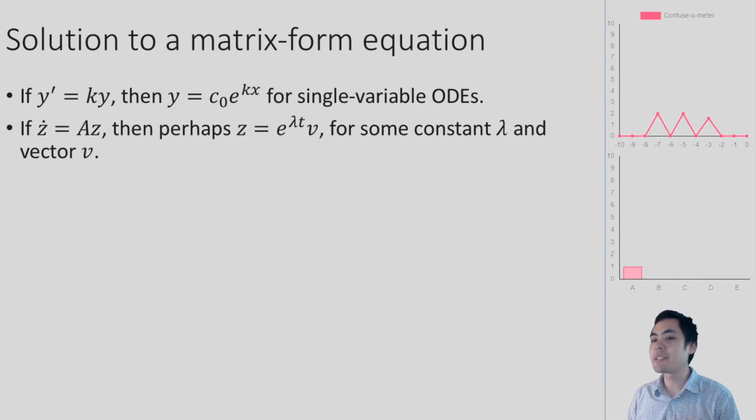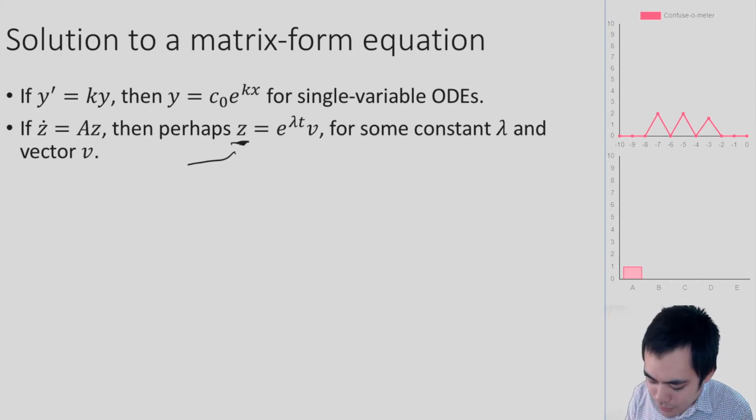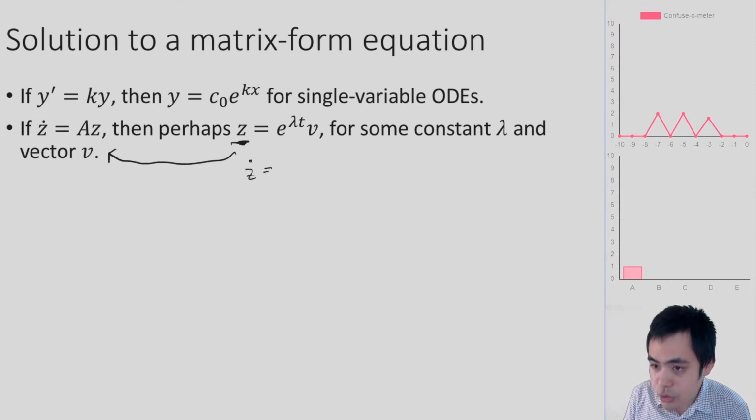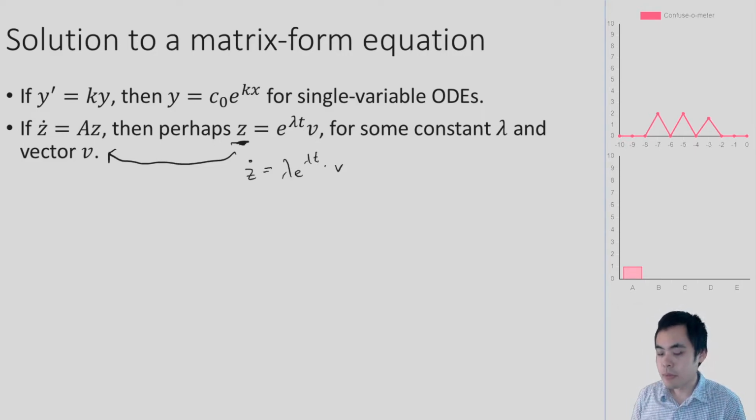So now, if this is a solution, then it has to satisfy the original equation, right? So if you take this and plug it in, then that should satisfy your original equation if this is a solution. Let's try doing that. What is z dot? Z dot is then going to be equal to lambda e to the lambda t times v. And we know that z dot is equal to Az.